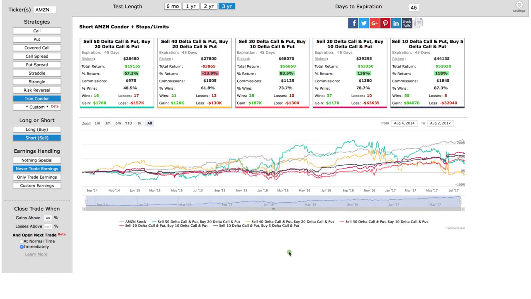So this is the power of using statistics. This is the power of this backtester. You can actually get this backtester yourself, so you can run any scenario you can think of on any symbol.